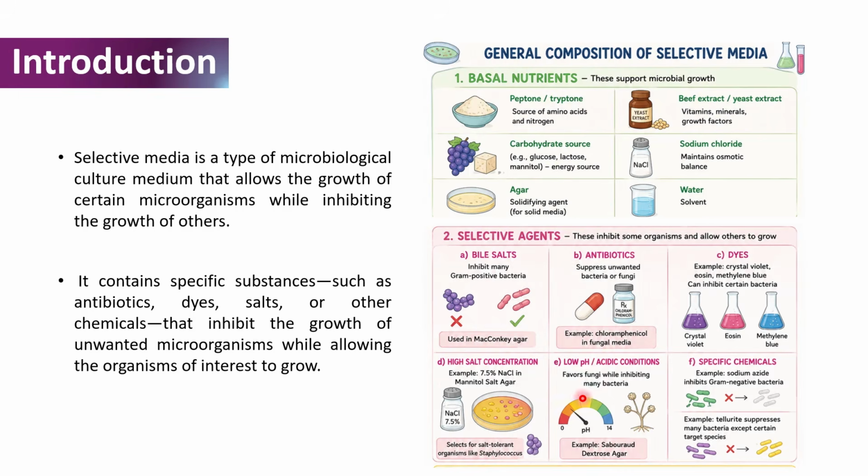And low pH, which creates an acidic environment that favors fungal growth whilst inhibiting most bacterial growth. And we have chemicals like sodium azide, which are added to certain selective media to inhibit the growth of many gram-negative bacteria to allow the selective isolation of gram-positive organisms such as enterococci and streptococci.